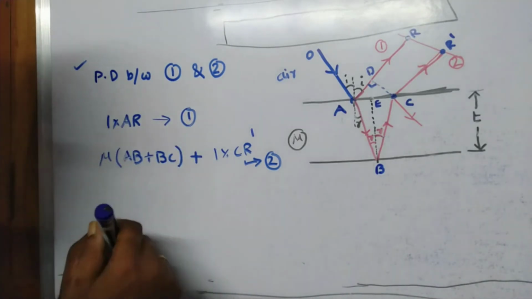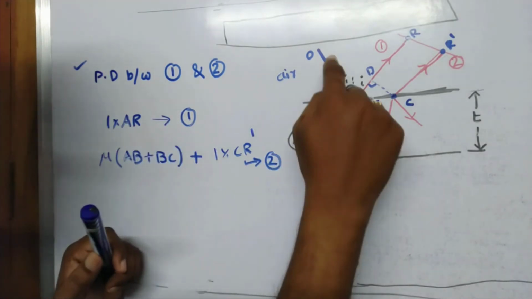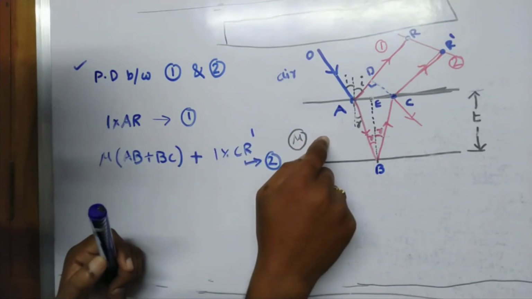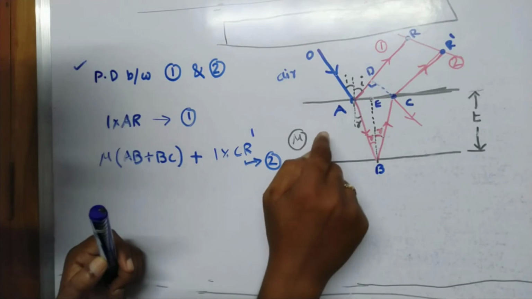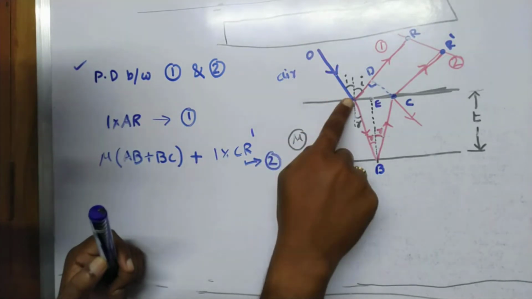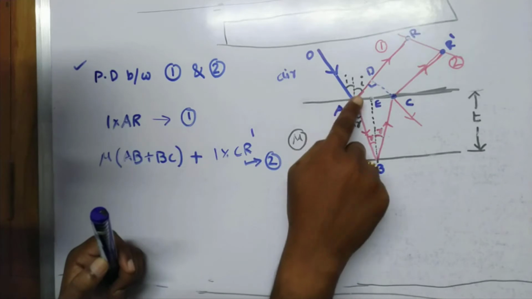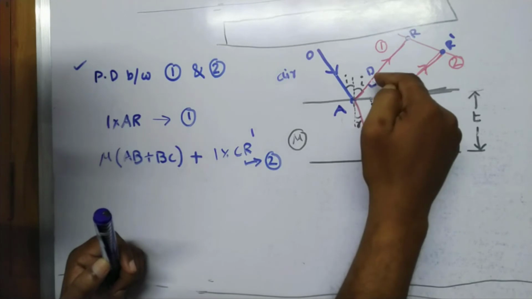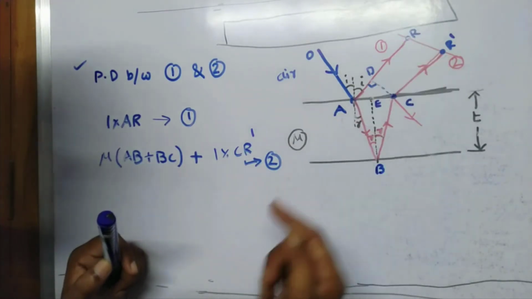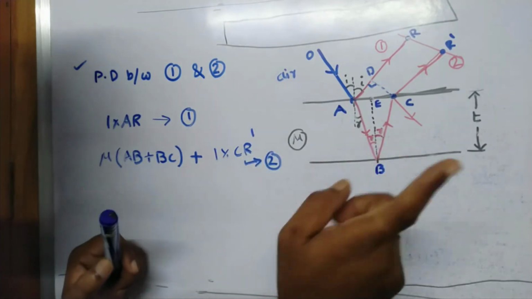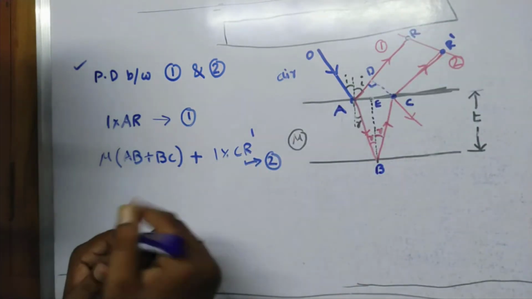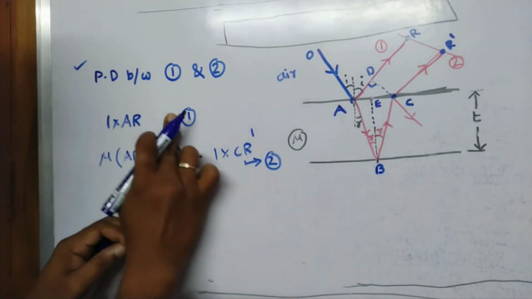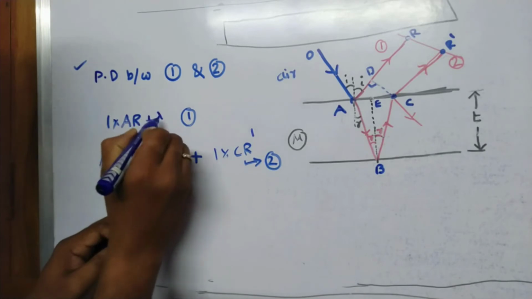But here the condition is that light ray 1 is coming from air, a rarer medium. This is the refractive index of something like a bubble or water, mu. It is the denser medium. So light ray 1 is reflected from the denser medium. Whenever it is reflected from the denser medium, the phase will change by 180 degrees. This we discussed earlier also. So when a 180 degree phase change occurs, an additional path difference of plus lambda by 2 will come.